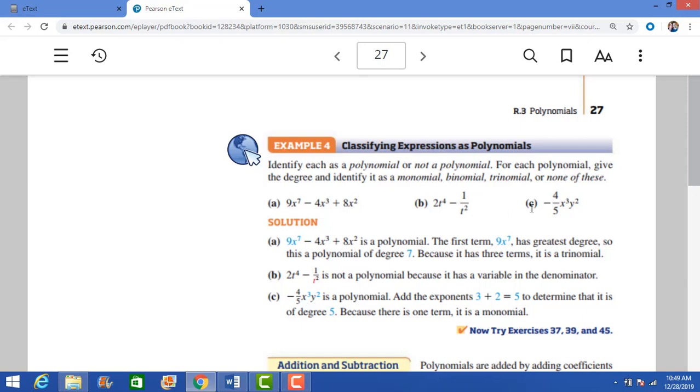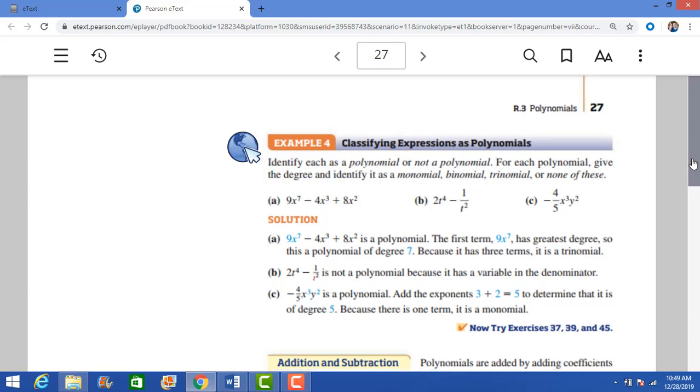Okay, C, this is a polynomial. Okay, because the exponents are all positive. Okay, we don't have any variables in the denominator. Okay, so this would have a degree of 5, and this is a monomial.